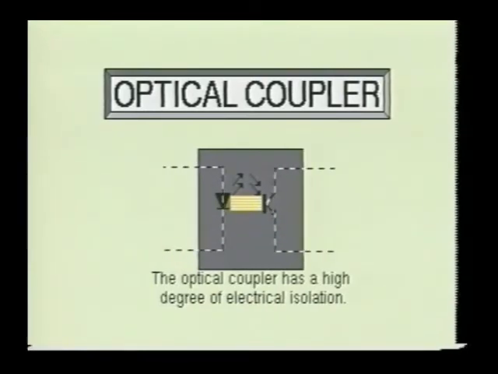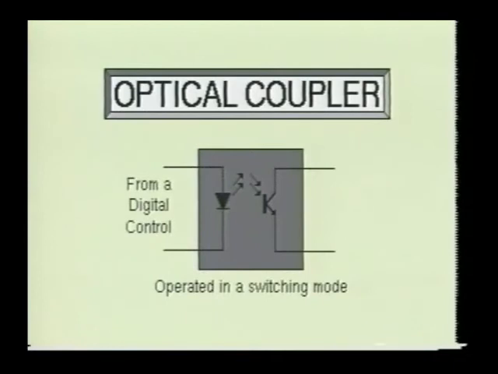Since the coupling between the LED and phototransistor is purely optical, there is a high degree of electrical isolation. This makes the optical coupler ideal for such applications as combining TTL circuits with CMOS circuits. The coupler may be operated as a switch or in a linear mode.